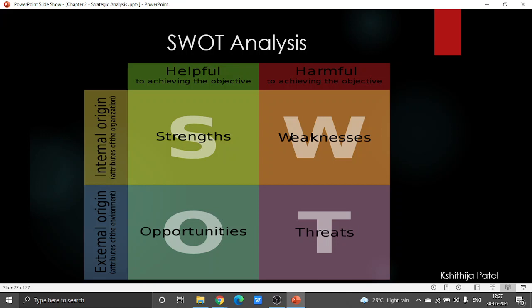Weakness can always be turned into the strength of the business organization by using methods and techniques. Threats will make the organization ready to face them. Because threats are posed by the external environment, they cannot be avoided altogether. But the organization can make itself ready to face such threats.